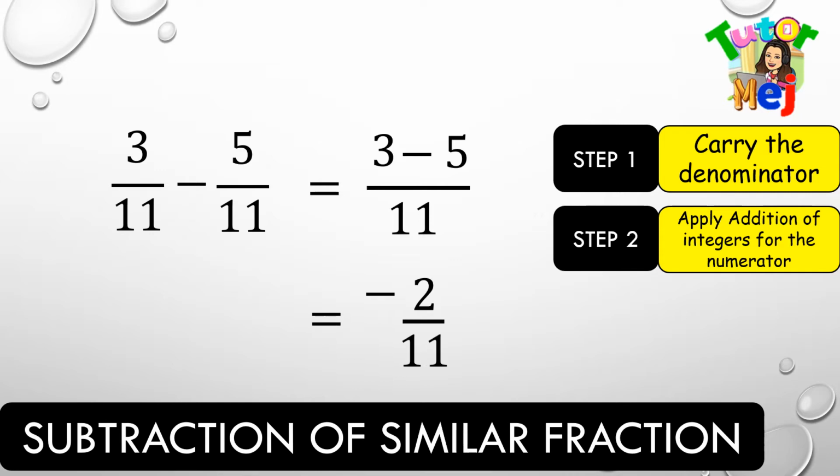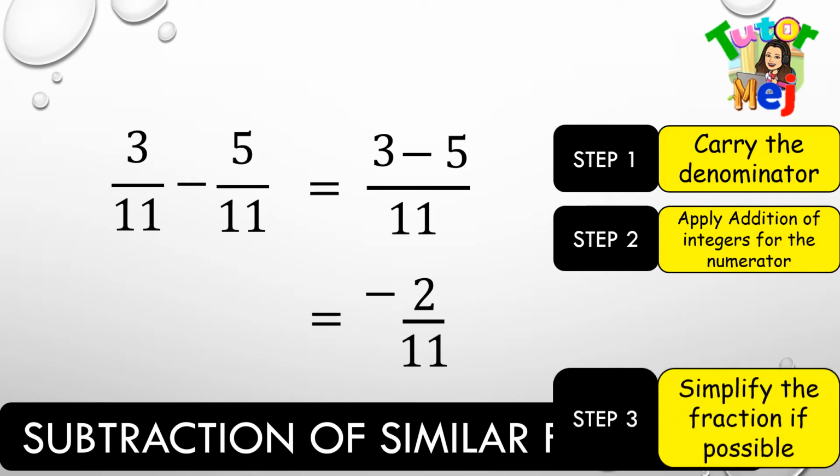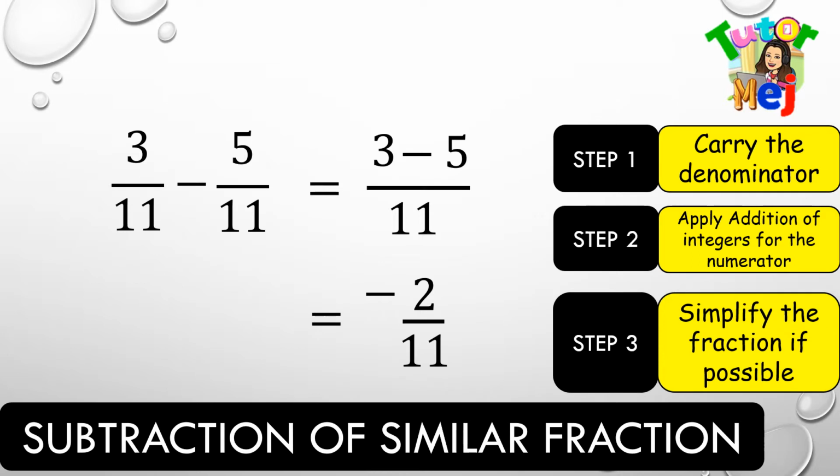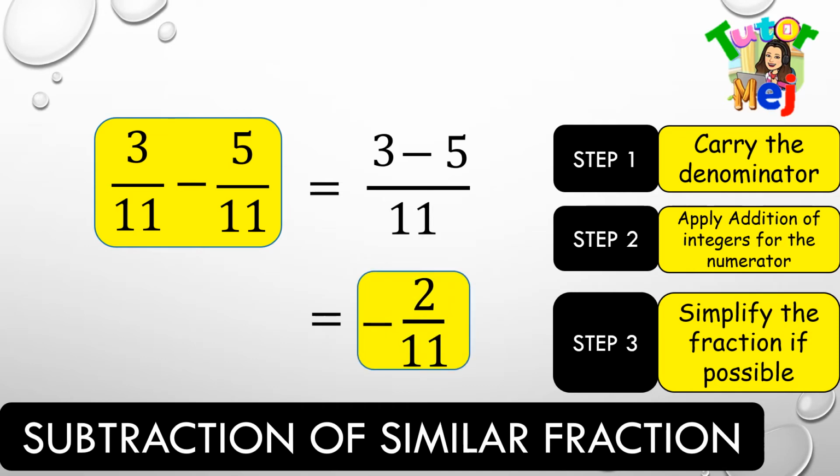And then, of course, carry our denominator. So, for step 3, simplify the fraction if possible. So, kung hindi naman na pwedeng isimplify, ibig sabihin, ang sagot natin ay negative 2 over 11. Ang 3 over 11 minus 5 over 11 ay equal to negative 2 over 11.